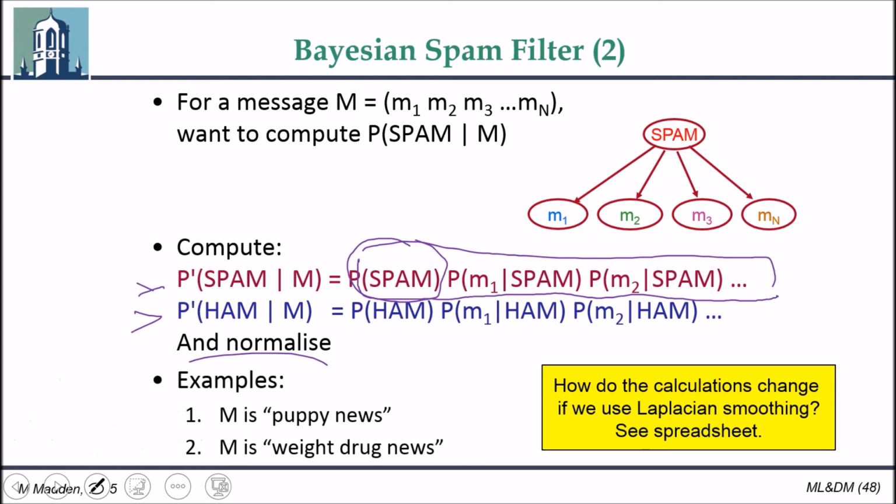And we're going to take a look at two examples here. One is for when we get a new message saying puppy news, and we get another new message saying weight drug news. And we're going to compute them without using any smoothing first, and then secondly, we're going to do them addressing the question here, how do we change these calculations if we use Laplacian smoothing? So what I'm going to do now is switch over to Microsoft Excel, and we will take a look at these figures inside of Excel.